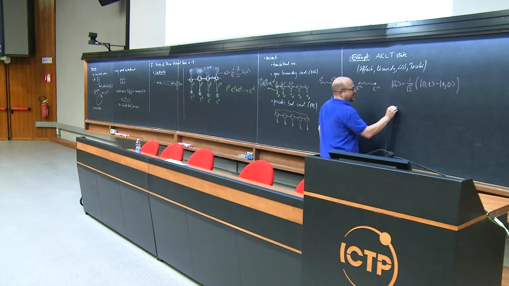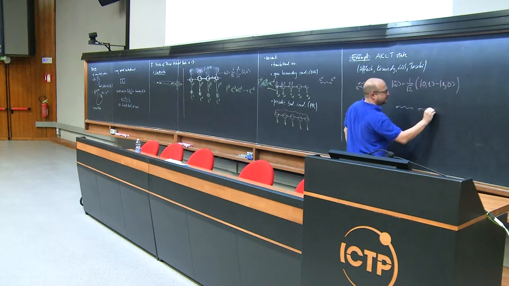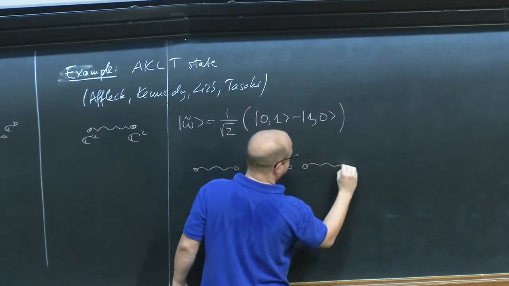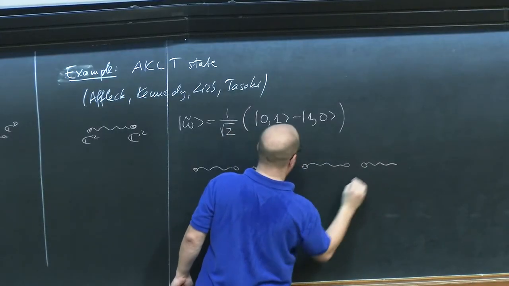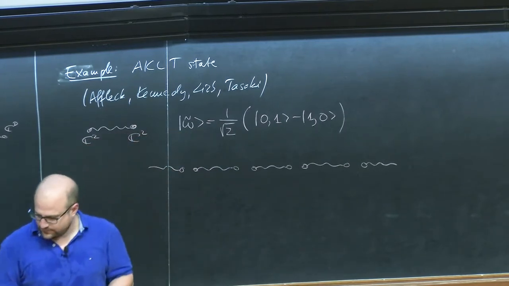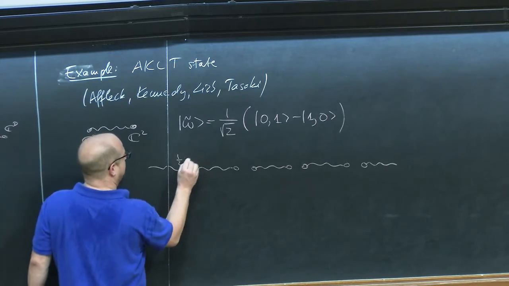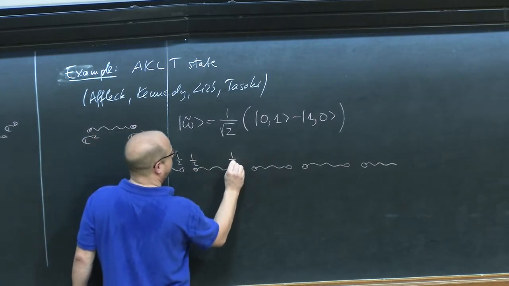So now we make a chain of these. We have all these spin one half particles, and now we really think of them as spins. So that's really a spin one half particle.